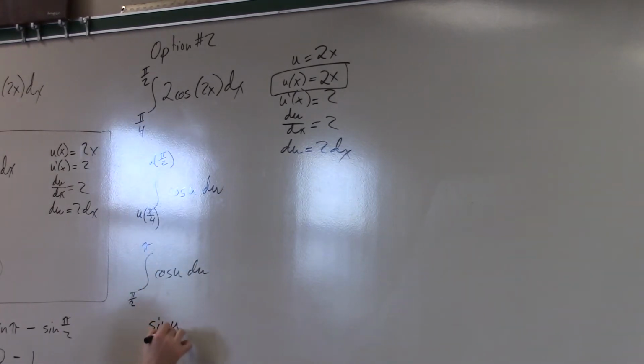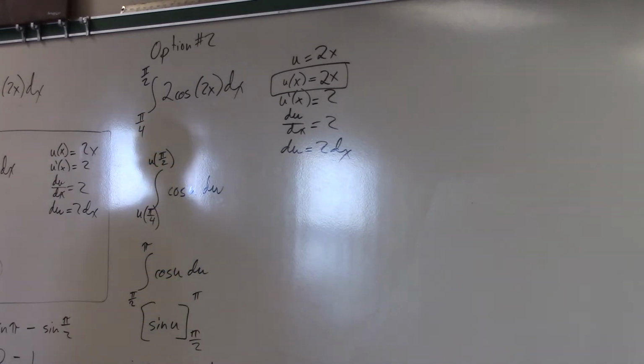It's just sine u evaluated at pi and pi over 2. There's no subbing back at this point. I've just replaced one integral with another. And do I get the same thing? Yeah, I do, right? I get sine of pi minus sine of pi over 2. 0 minus 1. Exactly. They're very, very similar.